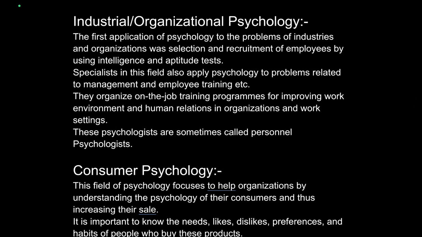Industrial or organizational psychology. The first application of psychology to the problems of industries and organizations was selection and recruitment of employees by using intelligence and aptitude tests. So the first use of this kind of psychology is to recruit employees who are more competitive, more suitable, finding or selecting out the most suitable employees for that particular job.